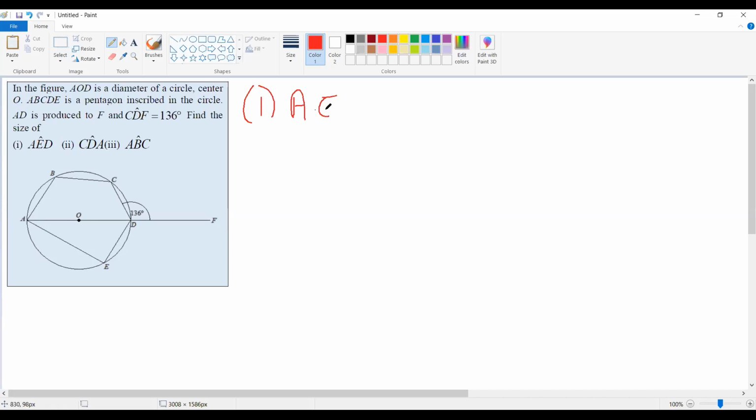A, E, D. We want to find angle E, which is here. And of course, we can see it's along a straight line. And we know a straight line is how many degrees?